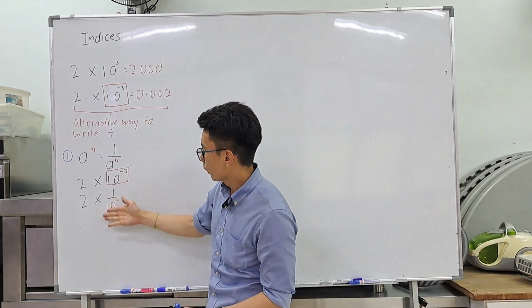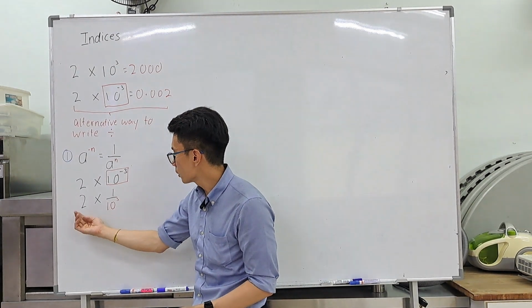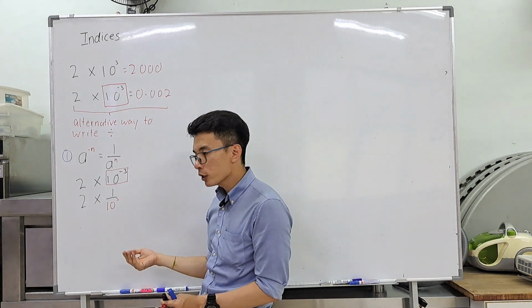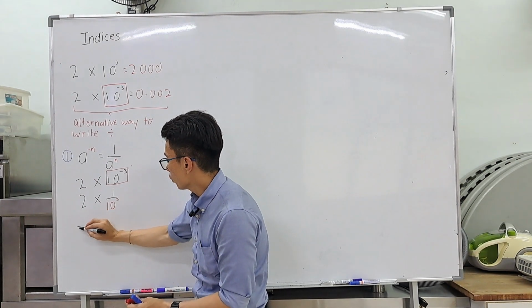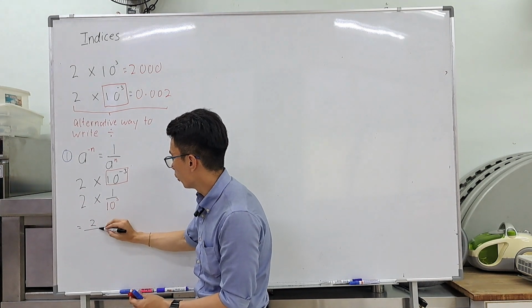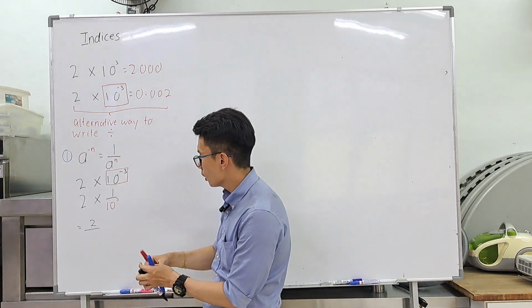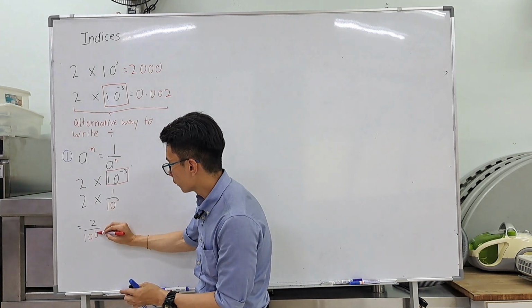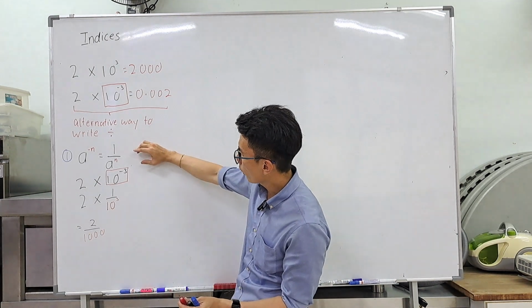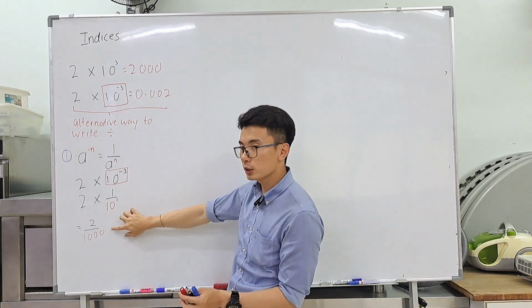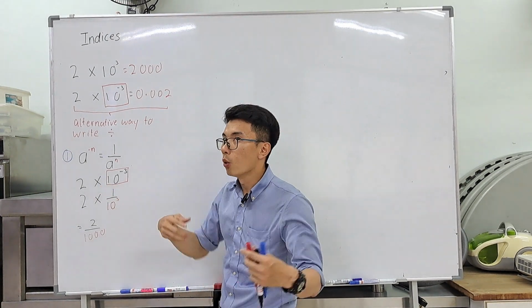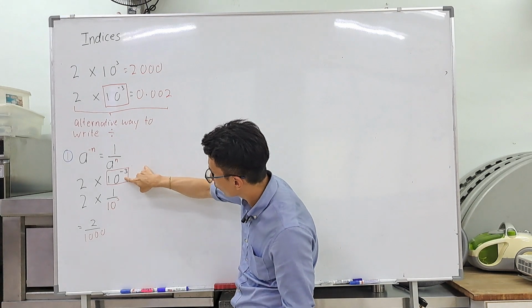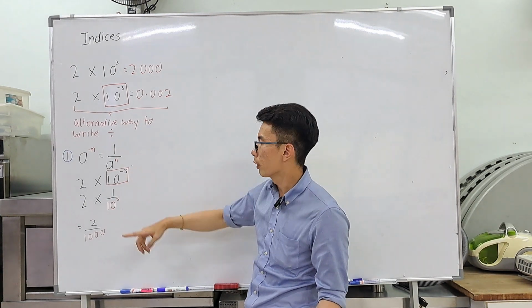So what can we do next over here? We can just multiply this fraction in and expand this. Multiplying in, we will get 2 over 10 to the power of 3, which is 1000. Can you see what happened from this step to this step? From a multiplication operation, it becomes a division. Why? It is because of this over here.